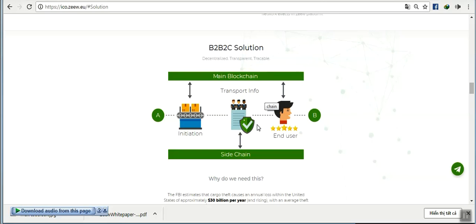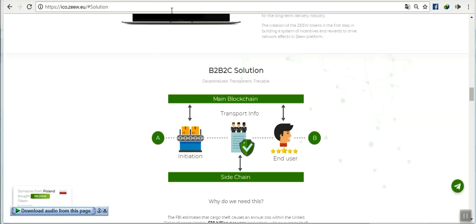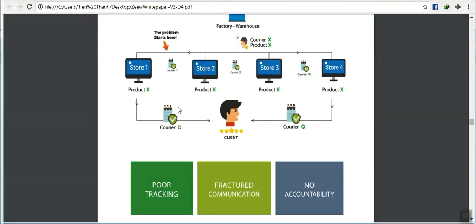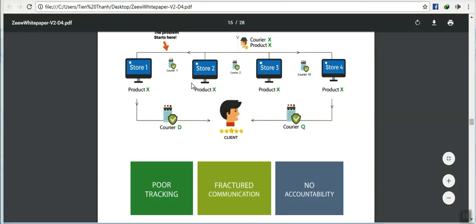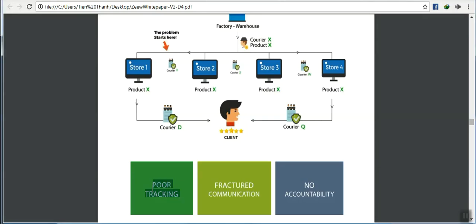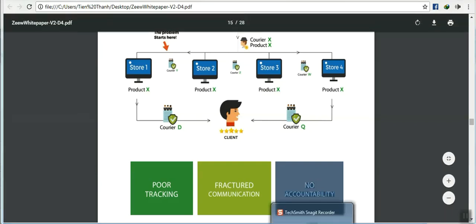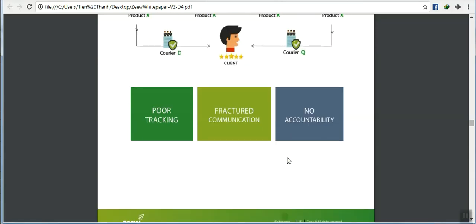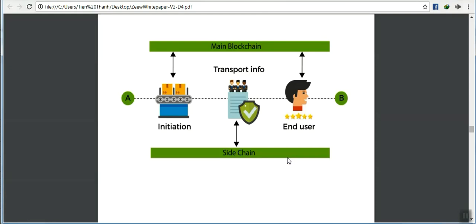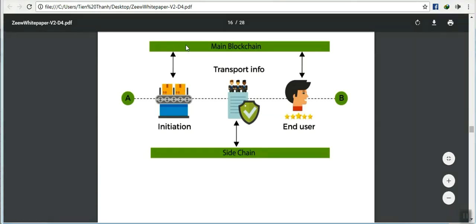Next we learn Zeew's solutions in this market. What do you think when a business has a lot of business locations? First, it will be difficult to follow. Second, communication difficulties. Third, the subsidiaries will have no responsibility to each other. For these reasons, Zeew will use a B2B solution to solve this problem effectively.